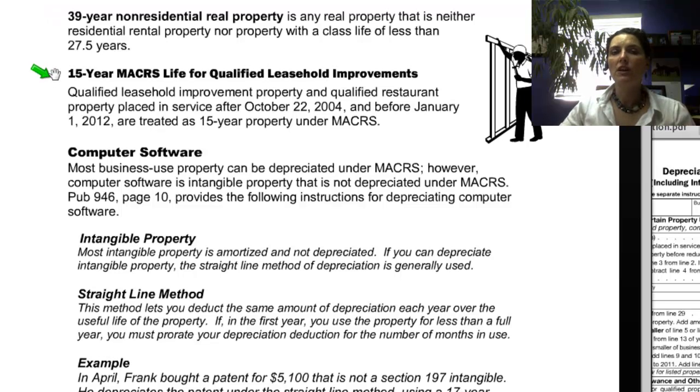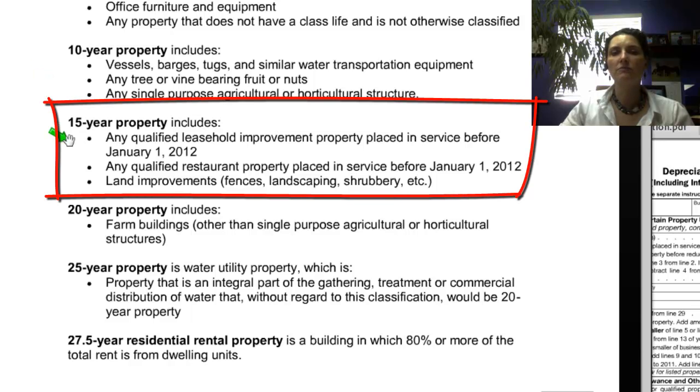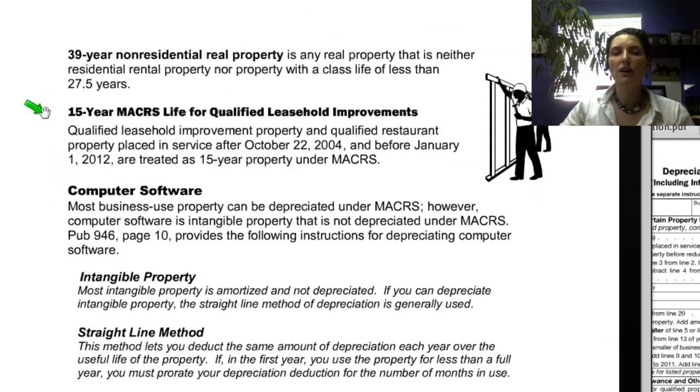15-year MACRS for qualified leasehold improvements. This is a special category that I did just show you above. That is this category right here, any qualified leasehold improvement property placed in service before January 1, 2012. What's that? Well, qualified leasehold improvement property and qualified restaurant property placed in service after October 22, 2004 and before January 1, 2012 are treated as 15-year property under MACRS.